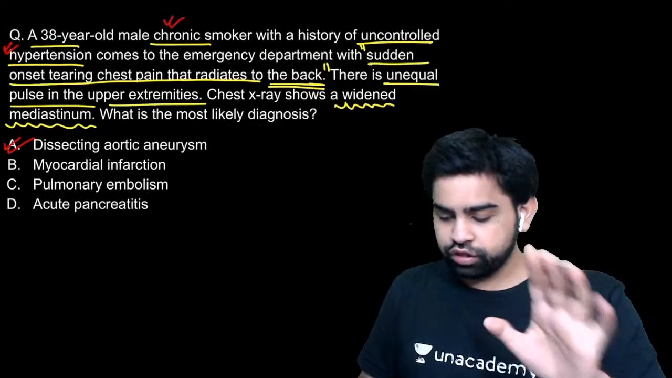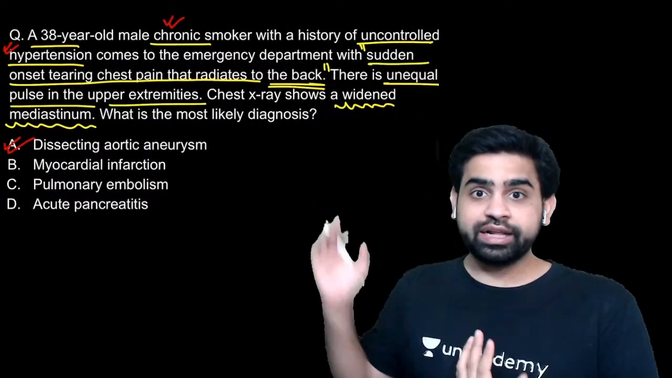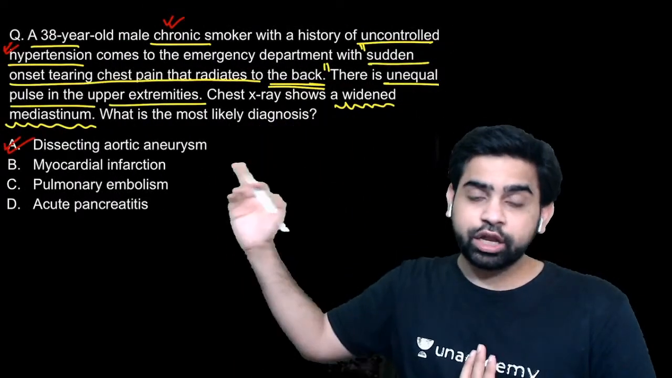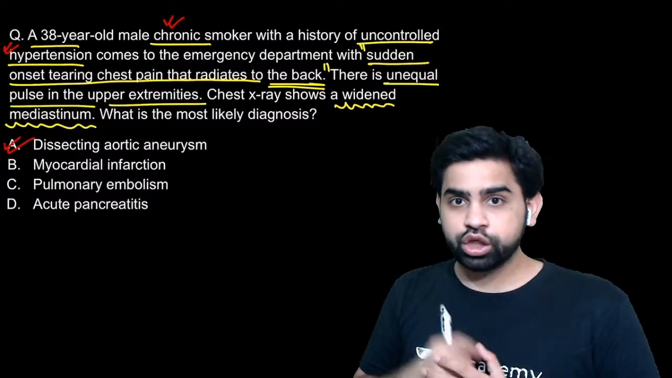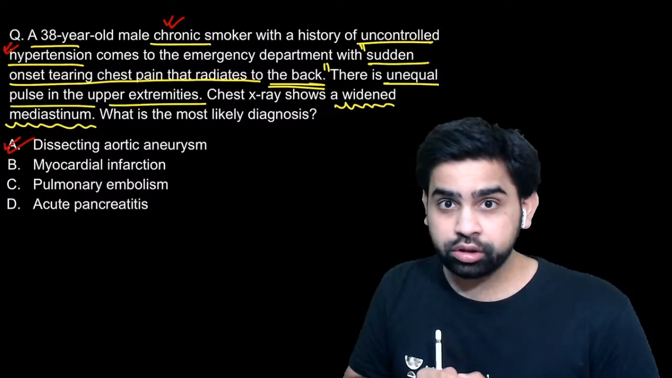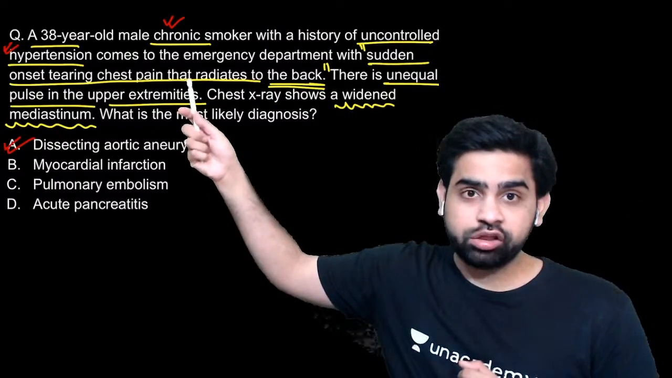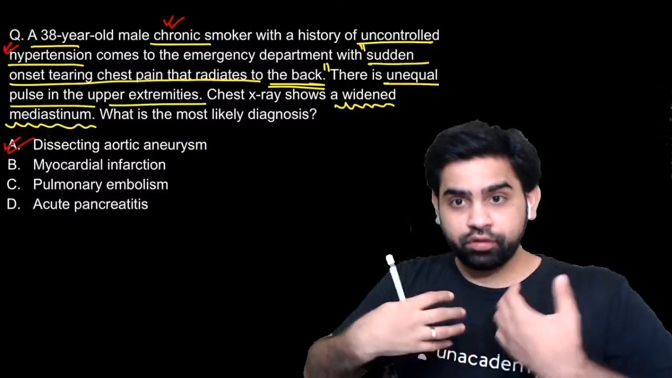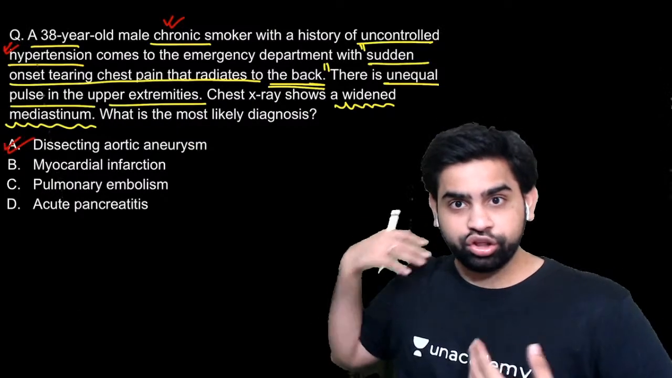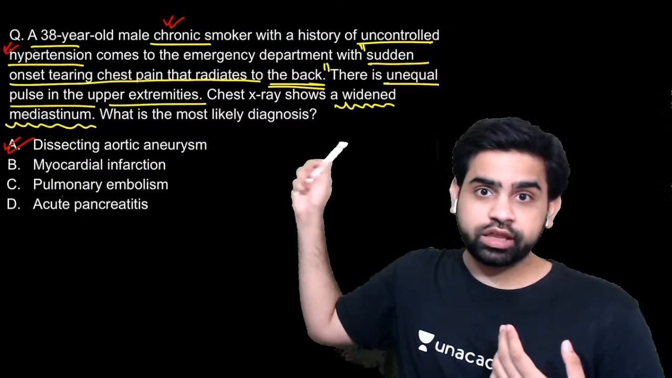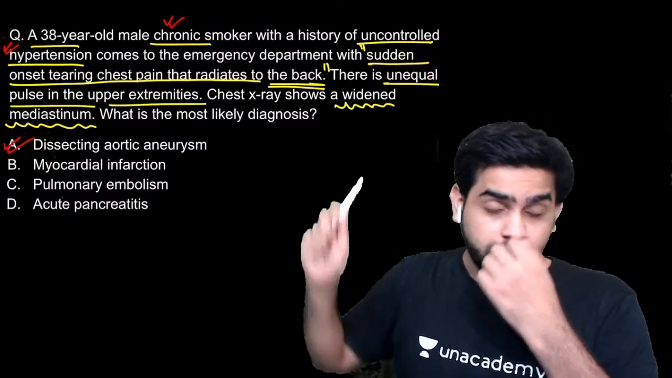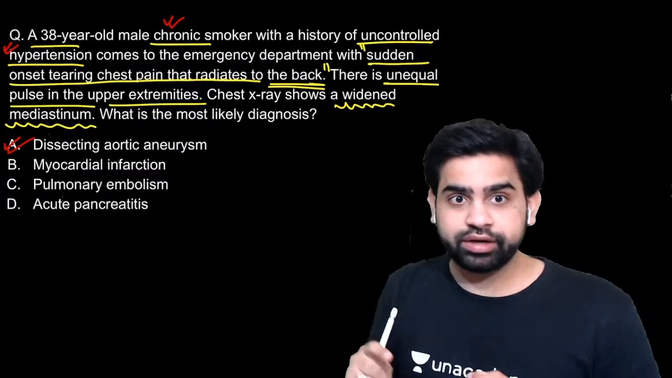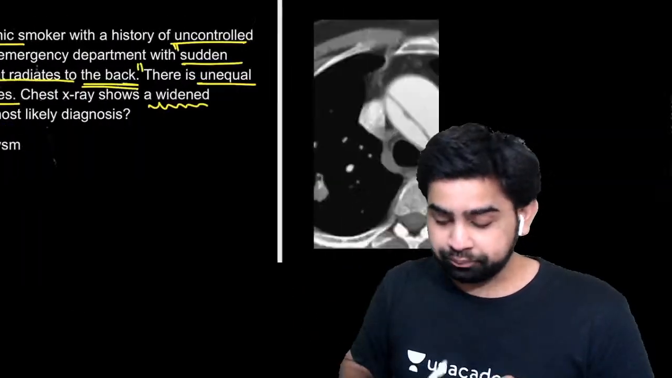From the second question, we had to know that this is a patient suffering from a dissecting aortic aneurysm. What points indicate this? There is a characteristic history of tearing chest pain radiating to the interscapular region. Another important point is the widened mediastinum on X-ray. These two points pointed towards the diagnosis.